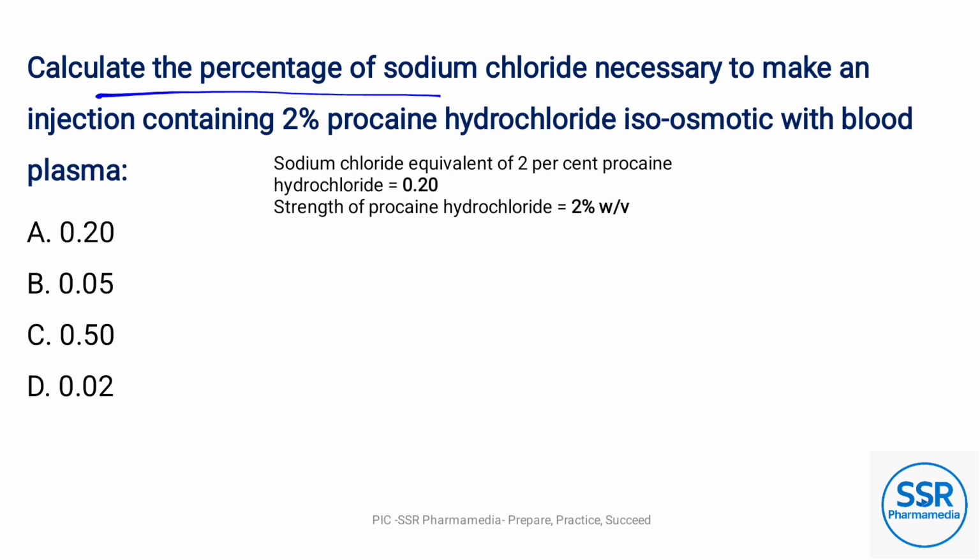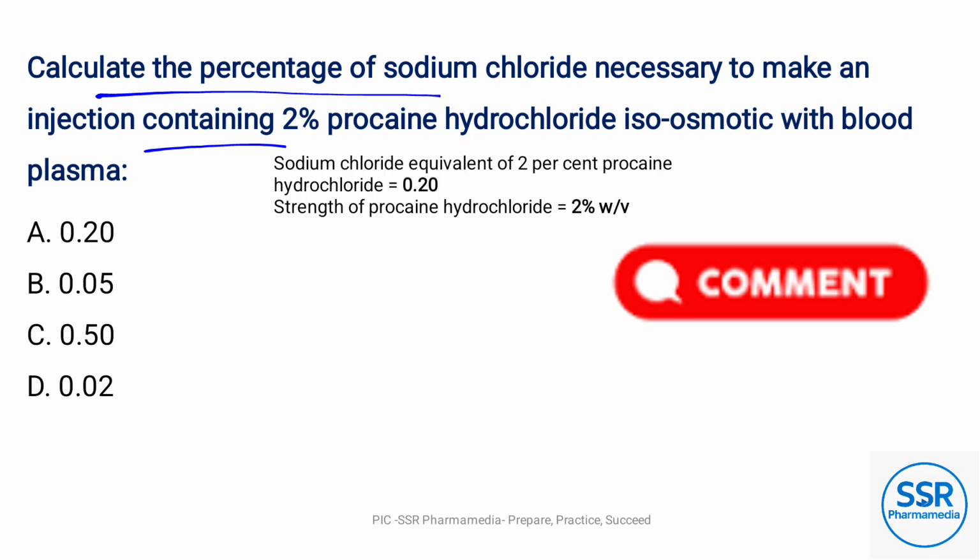Calculate the percentage of sodium chloride necessary to make an injection containing 2% of procaine hydrochloride isoosmotic with body fluid. Calculate and give your answer in the comment box.